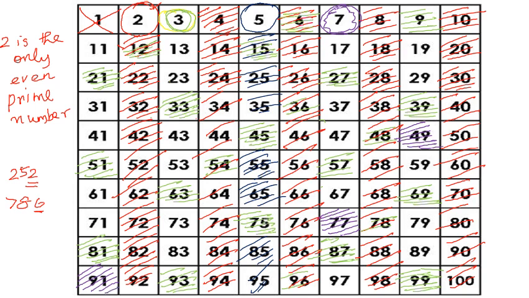91 plus 7 is 98. 98 is already marked here. Then 98 plus 7 is more than 100. So we have finished the multiples of 7 also. So in the first line we have finished 2, 3, 5, 7. These are all our prime numbers.